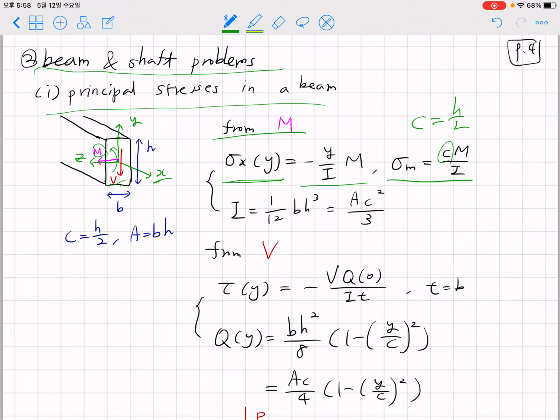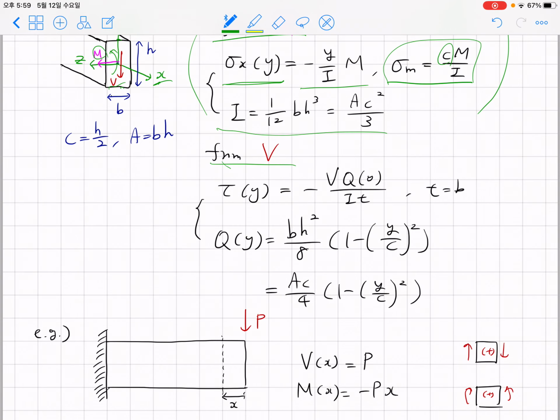Now, having obtained the maximum normal stress, we can also discuss I, which is the area moment of inertia, and it becomes 1/12 b h cubed, which is the same as 2/3 b c cubed. So that's what we obtained from the chapter regarding M.